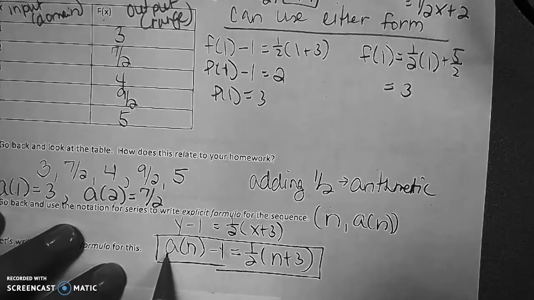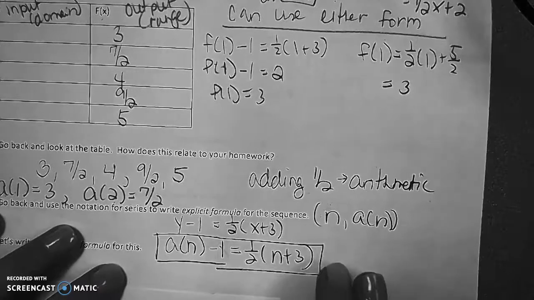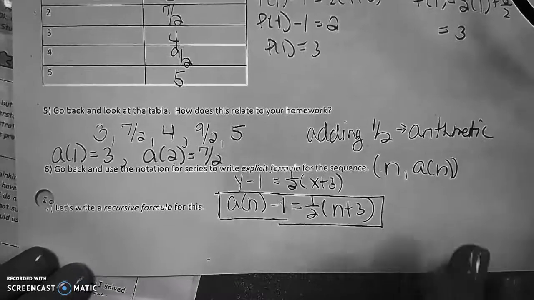I could solve for a of n. I could just add 1. There's a whole lot of different options I can, but anything that's equivalent to this statement would be an explicit formula. Next it says let's write the recursive formula.